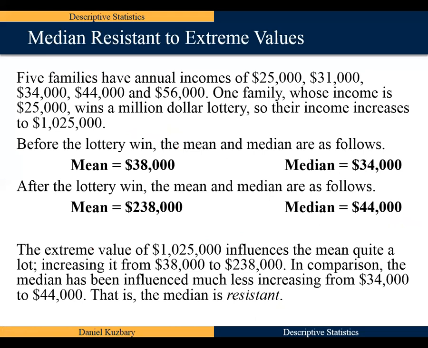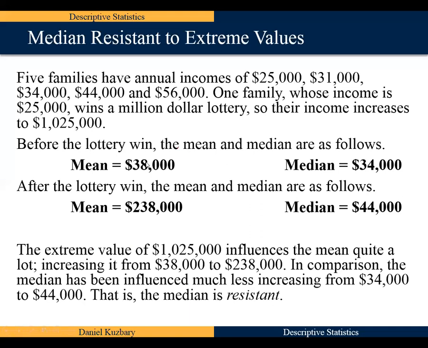So here's an example of what I mean by an extreme value. We have 5 families who have average annual incomes that are listed here. And then one family, whose income is listed as $25,000, wins a $1 million lottery, so their new income becomes this. Let's think of this as 2 data sets. The first data set is these 5 numbers. The second data set is not going to have this 25,000 anymore. It's going to be this one, this one, this one, this one, and then the new 1 million number. So two different data sets, one with no lottery, one with the lottery.